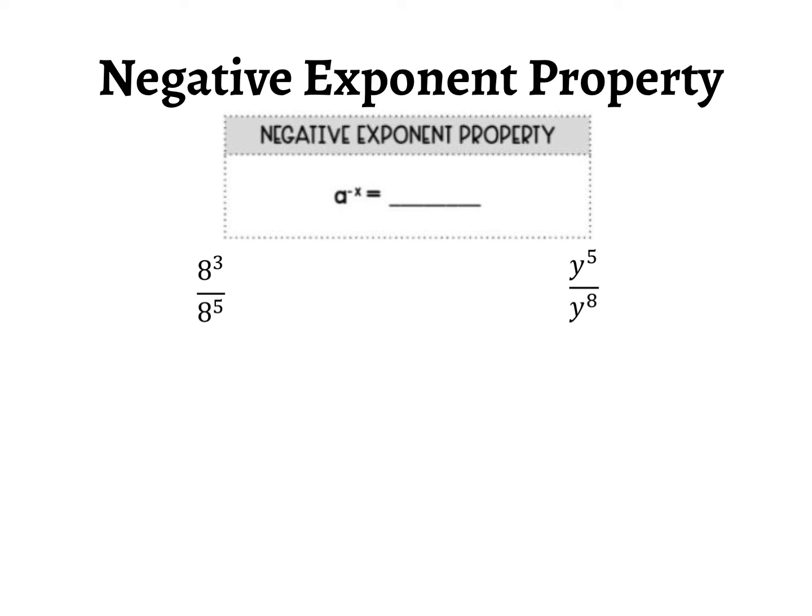Now, here we get into a special scenario. If we were to do the subtraction property that we just learned, what would we do with these exponents? We do 3 minus 5. Now, when you do 3 minus 5, you'll actually end up getting a negative exponent. We'll talk about this property here in a minute.